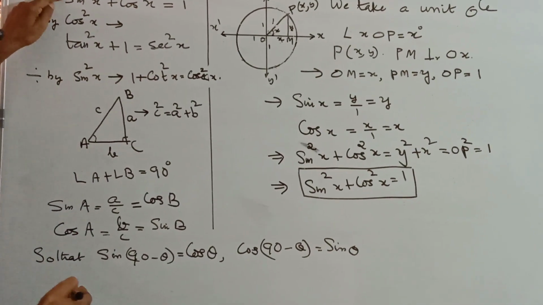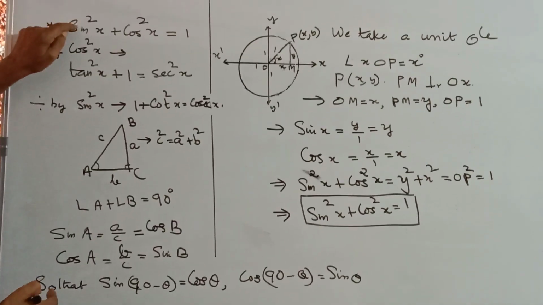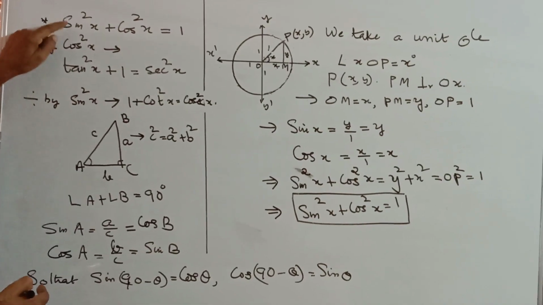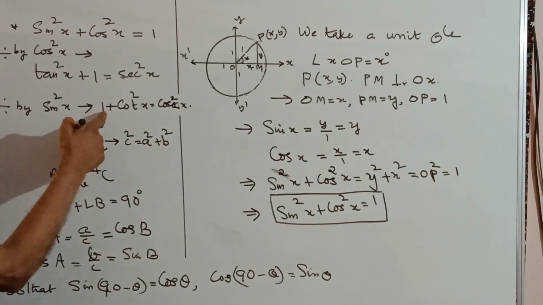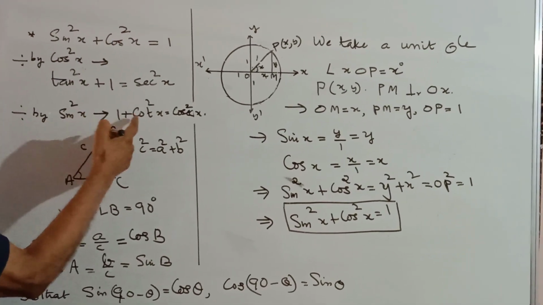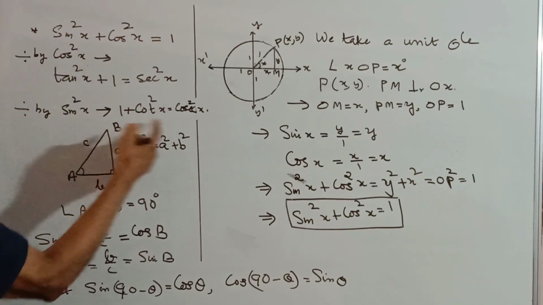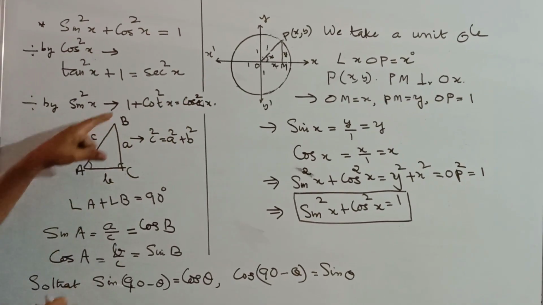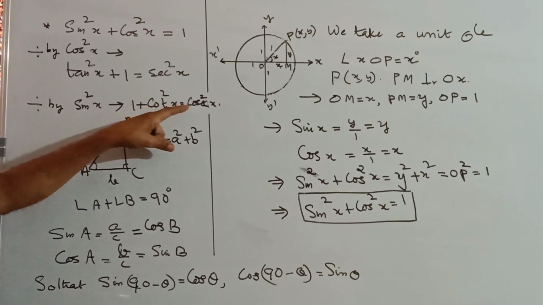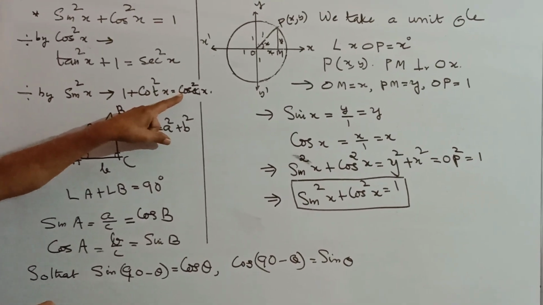Now if you divide sin squared x plus cos squared x equal to 1 by sin squared, sin squared by sin squared is 1, plus cos squared by sin squared is cot squared, and 1 by sin squared is cosecant squared. So 1 plus cot squared x equals cosecant squared x.